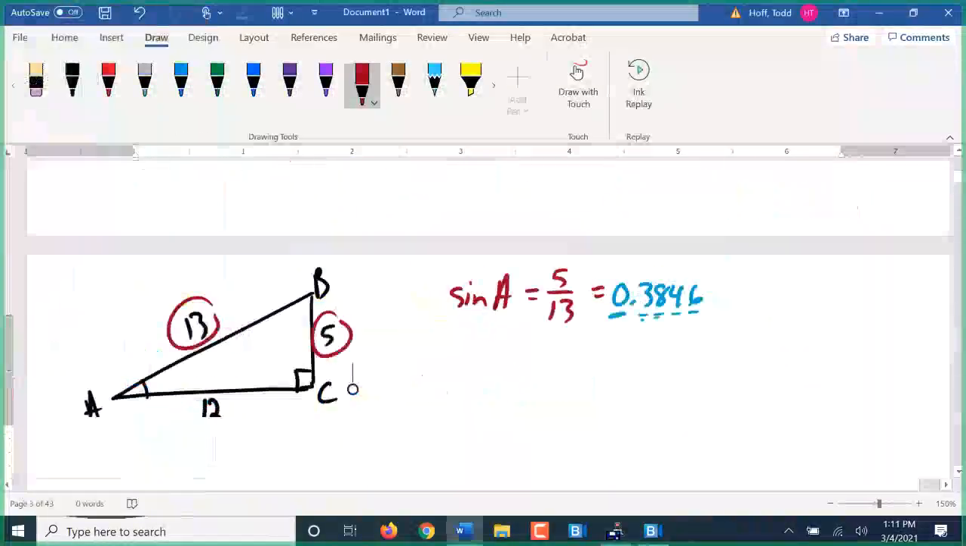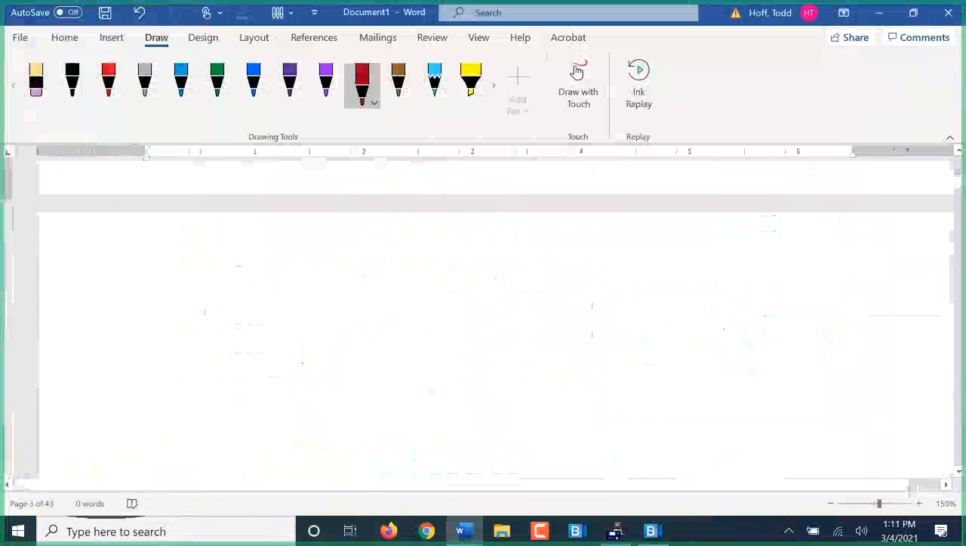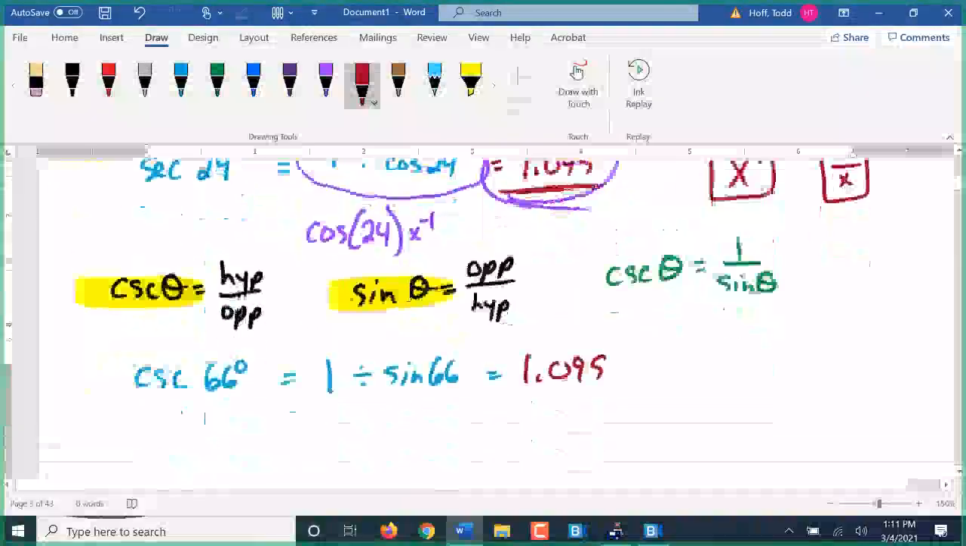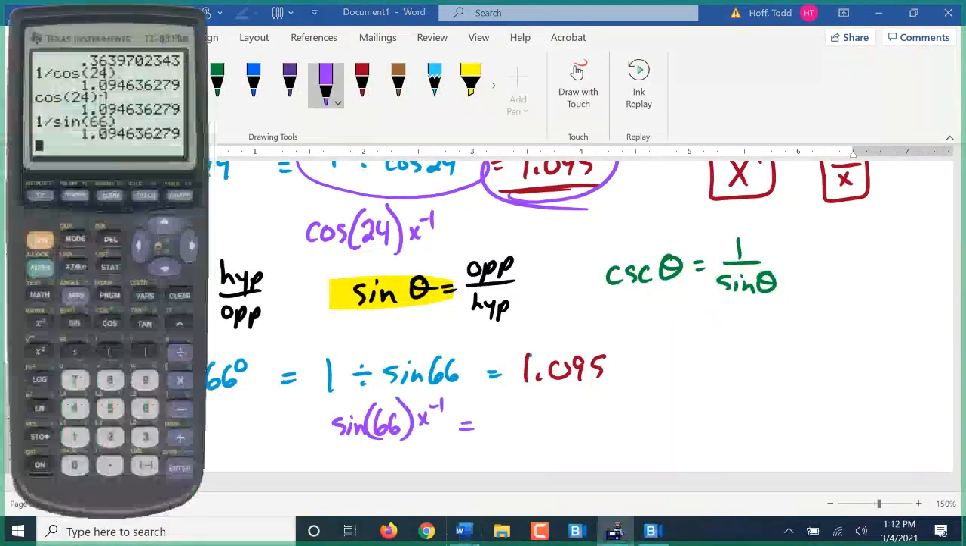But again, I could use that reciprocal key to make this a little bit easier on us. Here we go. I could do just sine of 66, then do that x negative 1 key outside the parentheses like that. So sine 66, close my parentheses and hit the x negative 1, and there it is, 1.095.